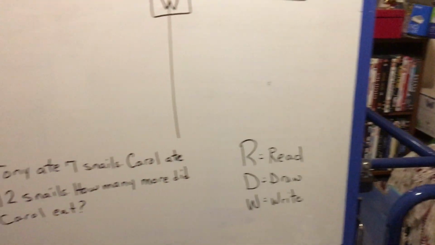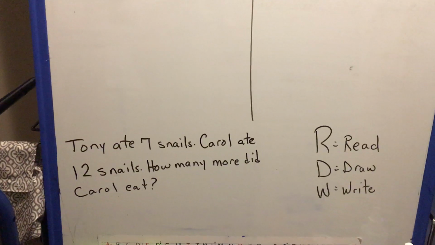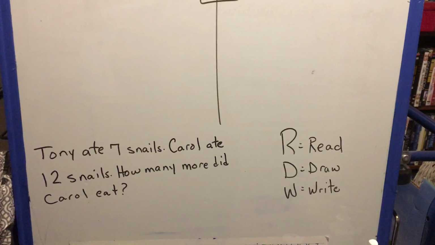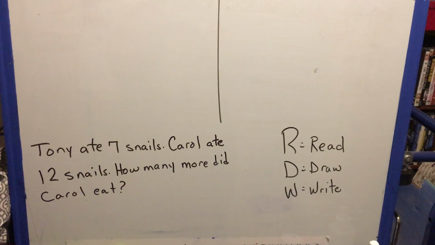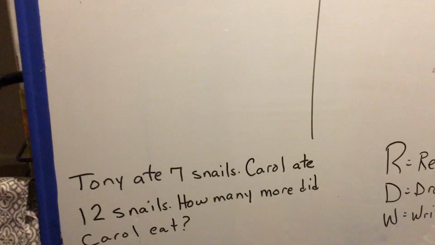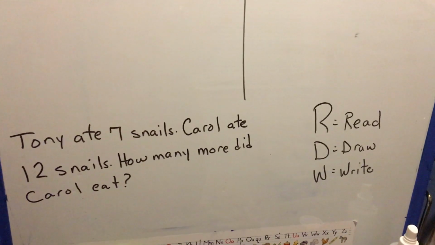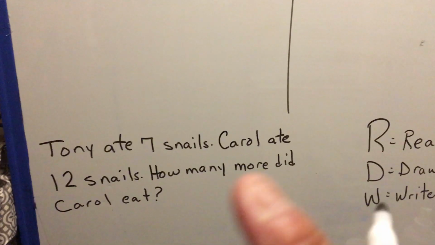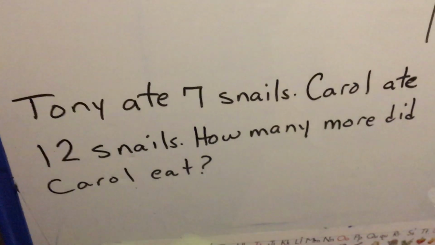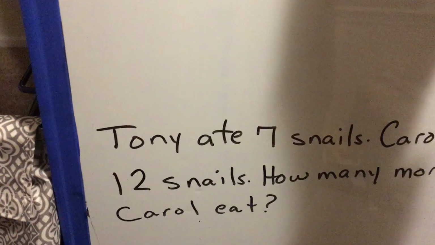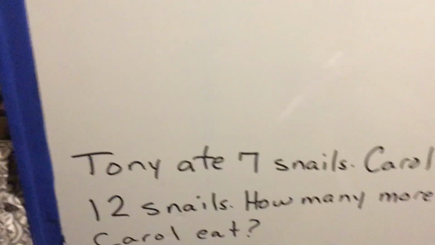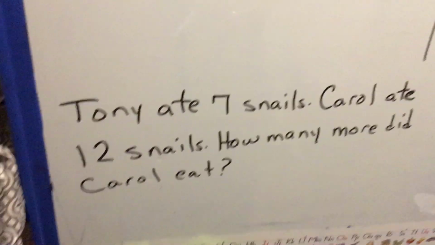The question today is, Tony ate 7 snails. Yuck. Carol ate 12 snails. Yuck also. How many more did Carol eat? So I am going to read it and write down what it says. Tony ate 7, so I have a 7. I'm going to put it right there. I have a 12. Ding, ding, ding, a number. And now I also have a question. So those are the numbers I'm working with.